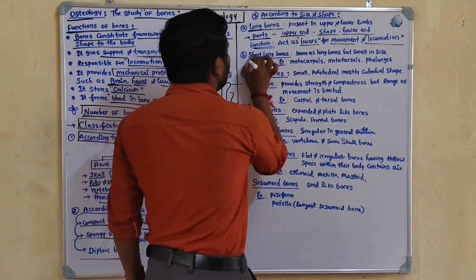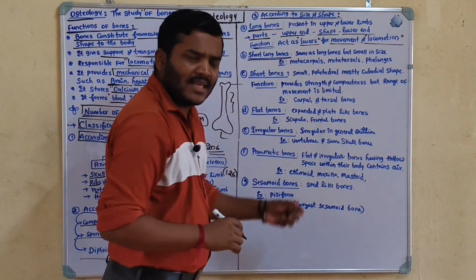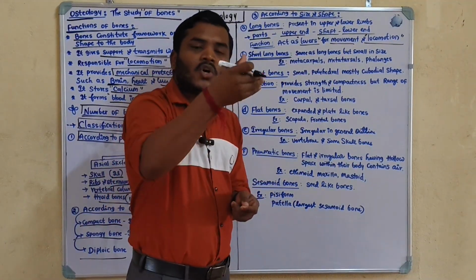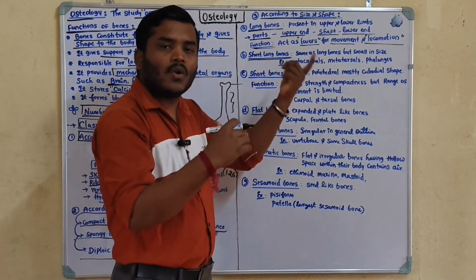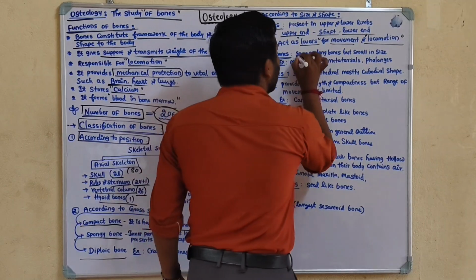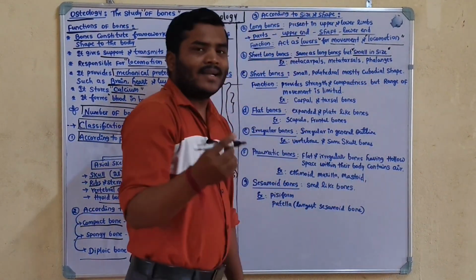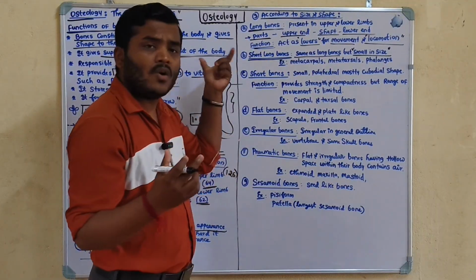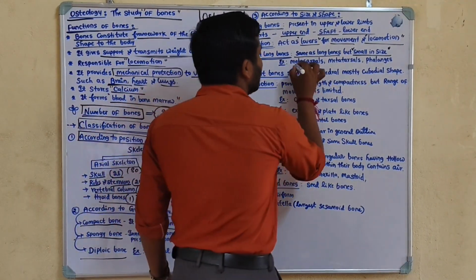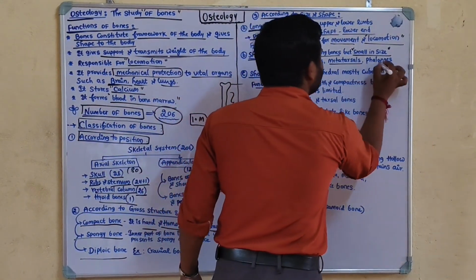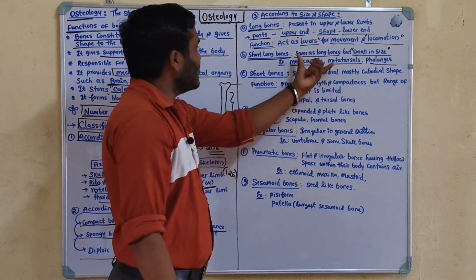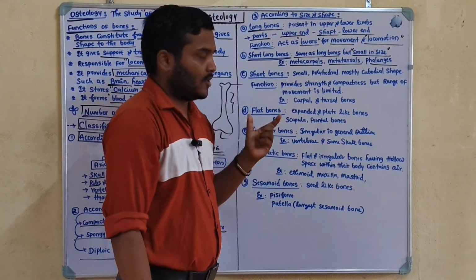The next bone is short long bones. These are also long bones but shorter than the long bones. Same as long bones but small in size. Examples are metacarpals, metatarsals and phalanges. These are examples for short long bones.